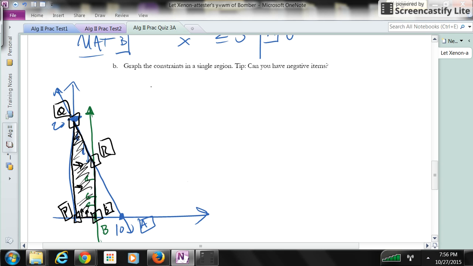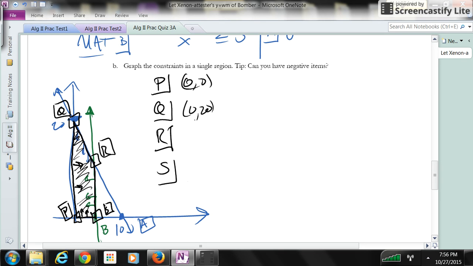Now, you're thinking, hey, P, Q, R, and S, what are they? P looks to be 0, 0. That's probably pretty obvious. Q is something, comma 20. No, it's 0, 20. So we can look at that one and tell. That is 5, comma 0, but R stands for reasoning. We have to do some reasoning here. Sounds like right here at a college prep school, so be careful about that.